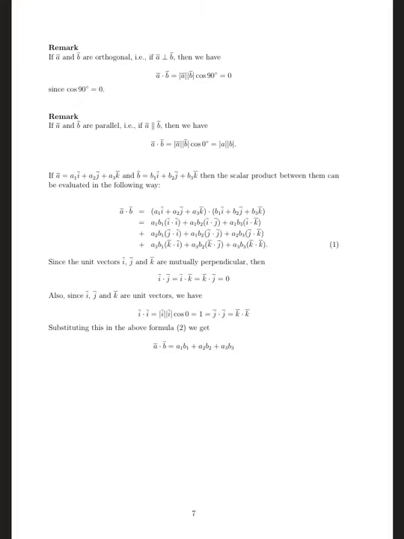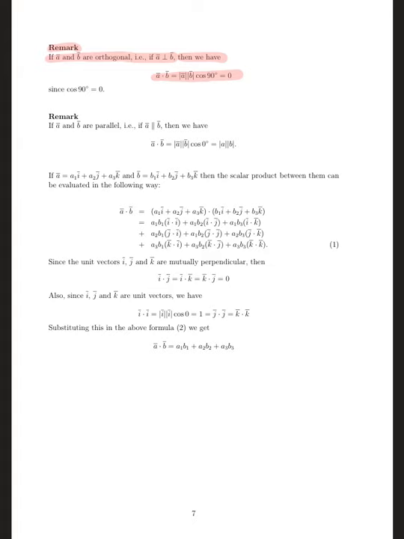And that's what's said here in this remark. If A and B are orthogonal, i.e. if A is orthogonal to B, that's what that little symbol here means. You see it's two perpendicular lines. Then we have that the dot product is equal to magnitude of A times magnitude of B times the cosine of 90 degrees is equal to 0.